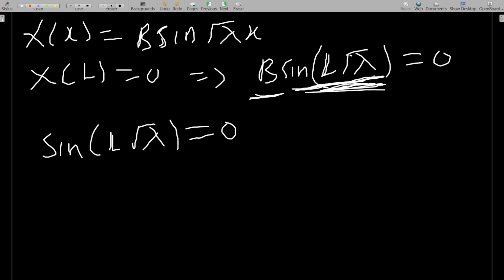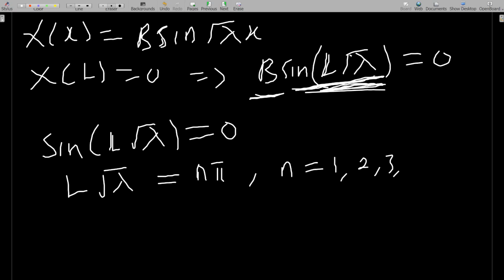Like I said, we find sine inverse of both sides, and then you have L square root of lambda, and sine inverse of this will give you n pi. It means you should look for the angles whose sine will give you 0, and it's n pi, where n is starting from 0. But when n starts from 0, we don't want that because we'll get lambda to be equal to 0, and that will give you a trivial solution. So we should start from n equals 1, 2, and the rest.